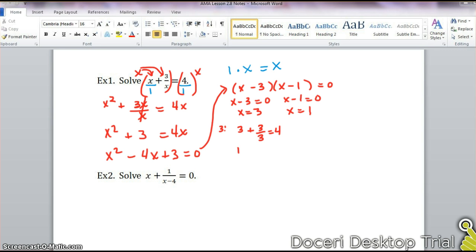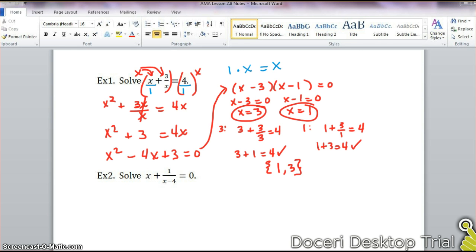And then I get 3 plus 1 does equal 4, so that checks out. And so x equals 3 is a solution of my original equation. Then I want to do the same thing with 1. So I would have 1 plus 3 over 1 equals 4, which is 1 plus 3 equals 4, which is a true statement. So x equals 1 is also a solution of my original equation, and I would state it as my solutions are 1 and 3.